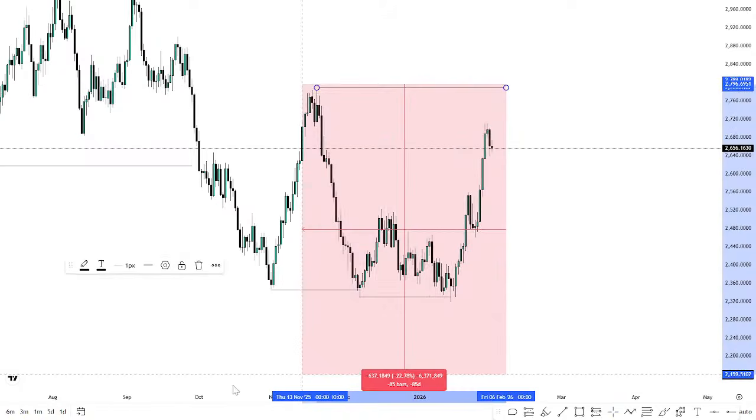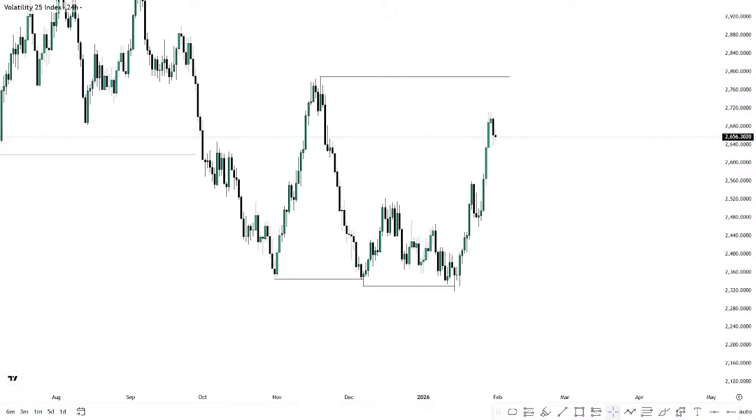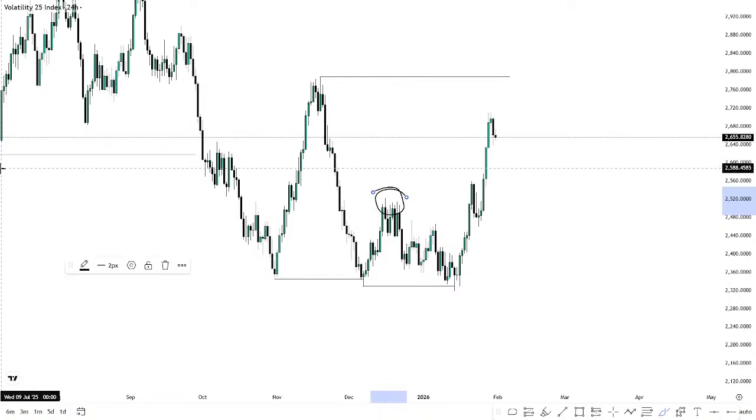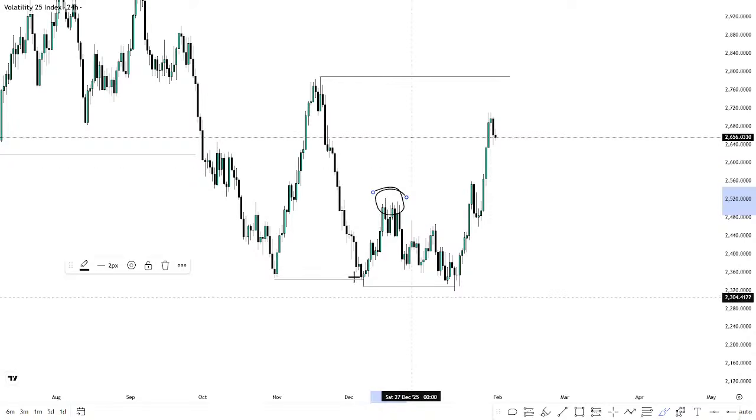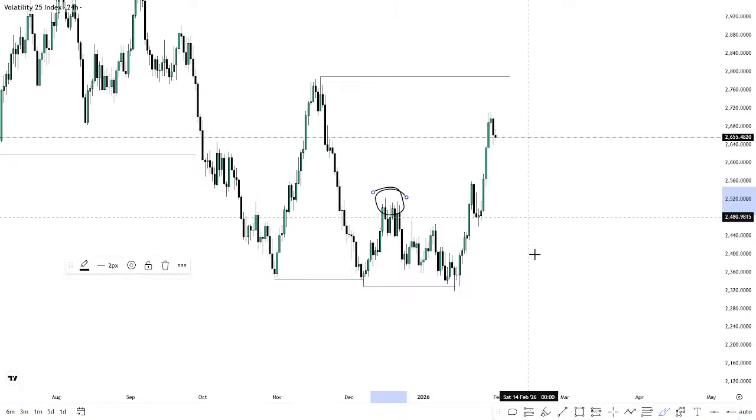We can still call this high, let me show you, a liquidity creation. Absolutely, because we did not come back properly into the normal structure. However, we did not have a proper break of structure. So what do we do in this kind of case?